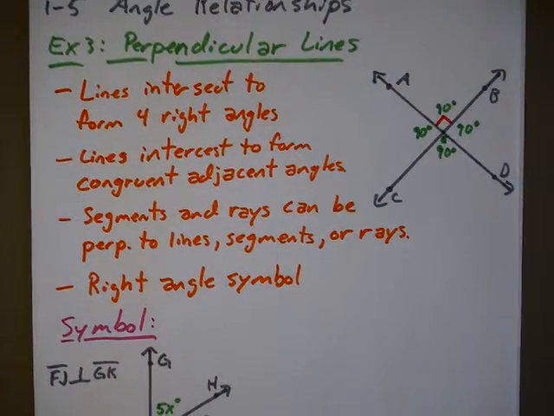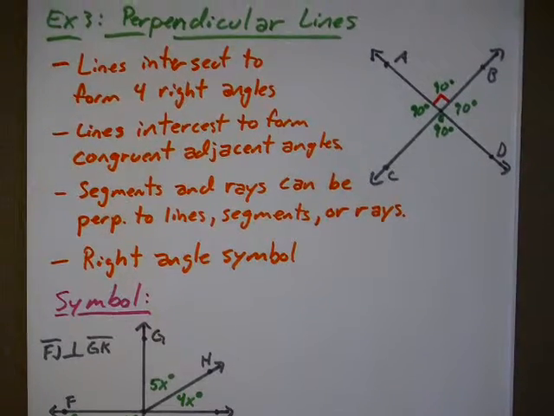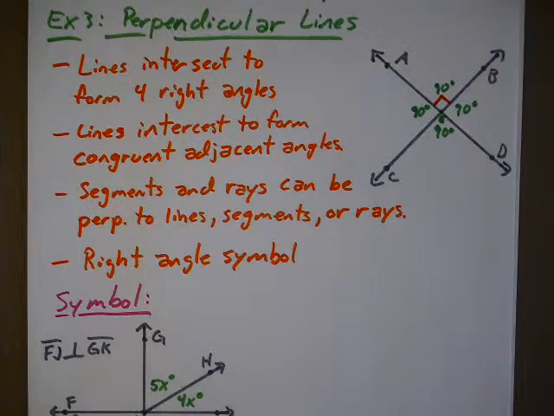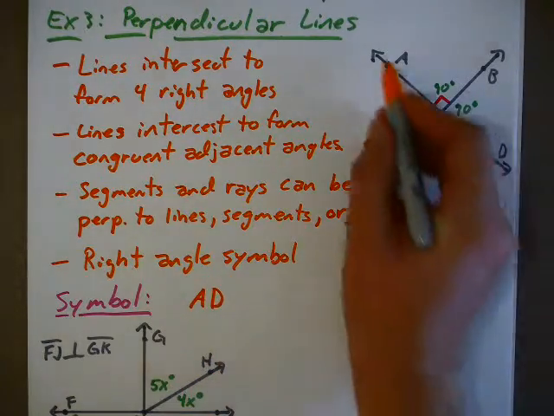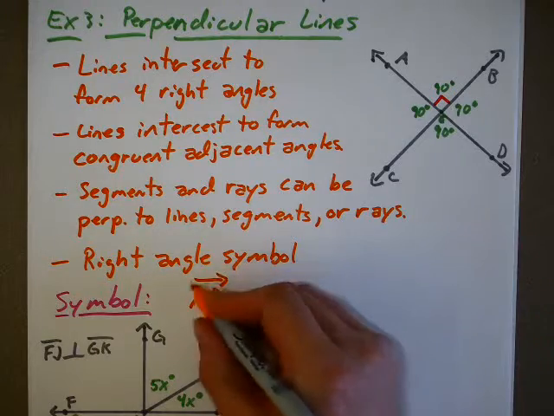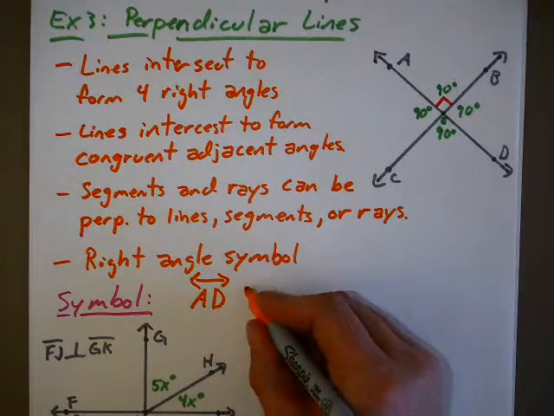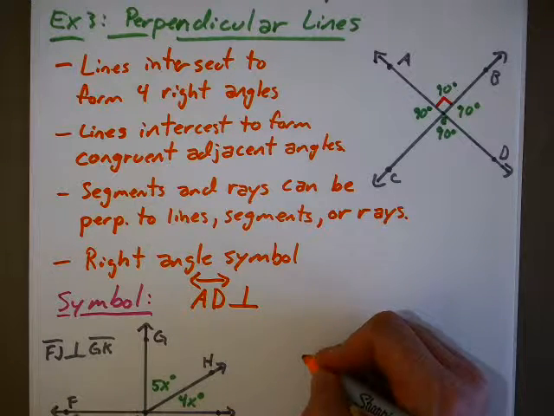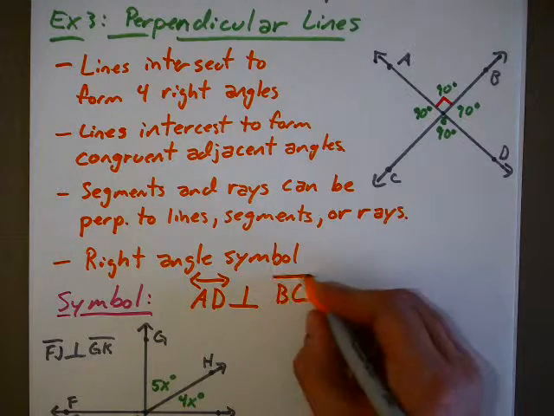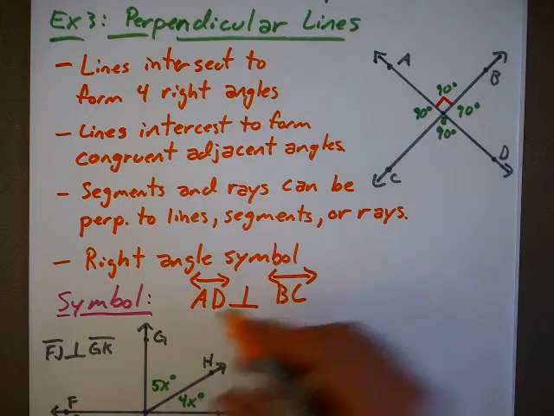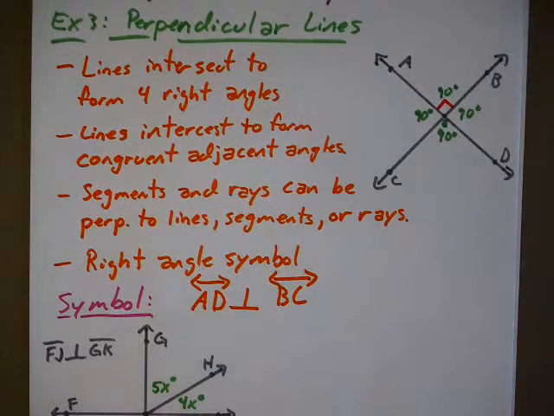So let's talk a little about how we write down that these lines are perpendicular. We would say that line AD, and we're going to put the line symbol over there, and the perpendicular symbol looks like an upside down capital T. So AD is perpendicular to BC. That's the way you would say that.